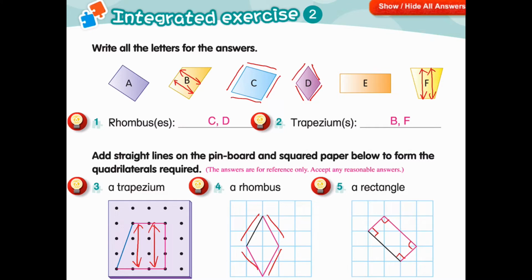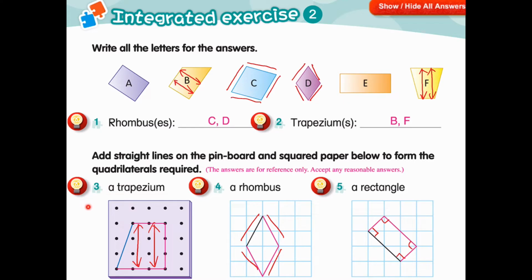This is the top part of page 74. Question number 1, rhombus. These two here, C and D, all 4 sides are equal, but they don't have right angles. And the trapeziums, B and F, make sure the lengths of the pair marked with the two-way arrow are the same. So as this one.